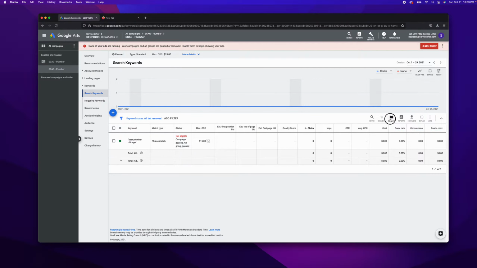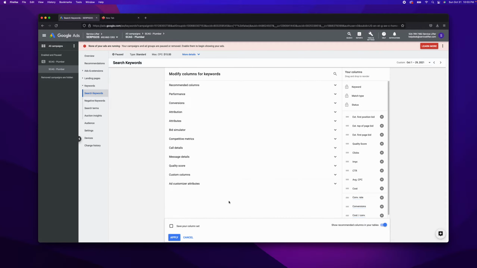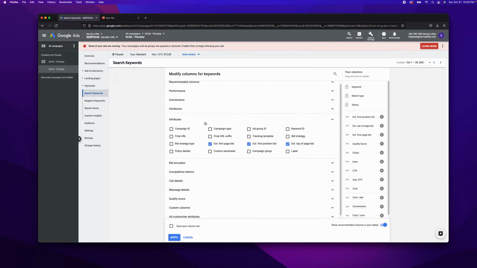But to set up your columns, you can come right over here, okay? And you can modify your columns. I don't know if you guys know how to do this, but a lot of people don't, especially when I'm first training them. And the thing that I like to do is have the estimated first page bid, first position bid, and estimated top page bid.